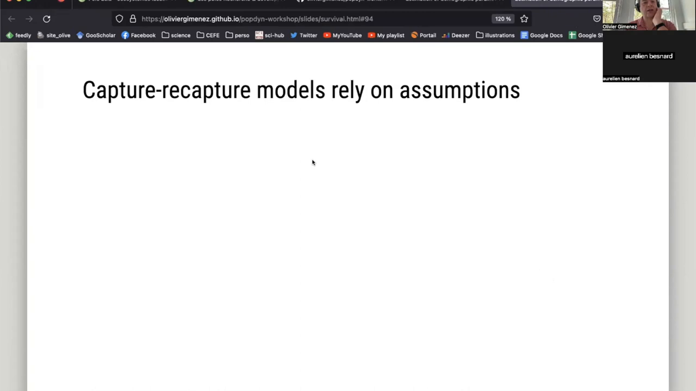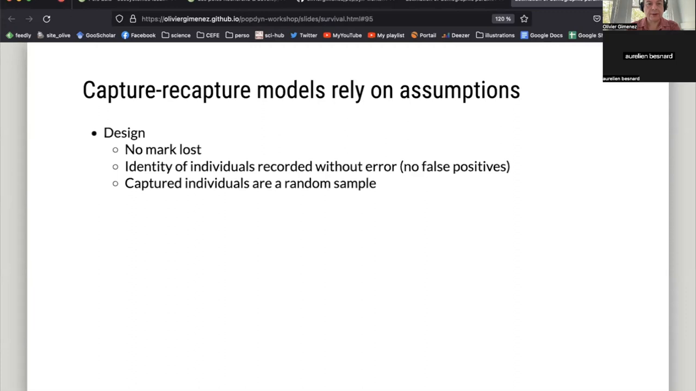Before we continue with the next lecture on multistate capture-recapture models, I had a few slides I wanted to go through on survival estimation. Specifically, I wanted to spend a minute or two on the assumptions on which the core capture-recapture models rely, and specifically design assumptions.